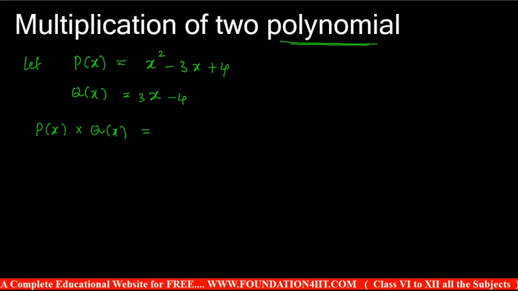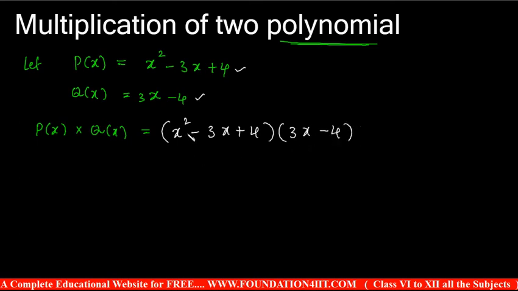There are two ways. You can multiply p of x with q of x, or take q of x and multiply with p of x, and it is the same. 2 into 3 is equal to 3 into 2, right? So however you multiply, you get the same result. Now x square minus 3x plus 4 is the first expression, and the second one is 3x minus 4.